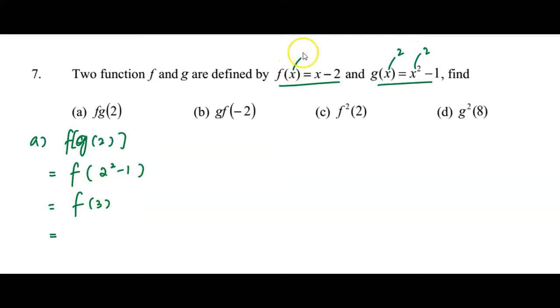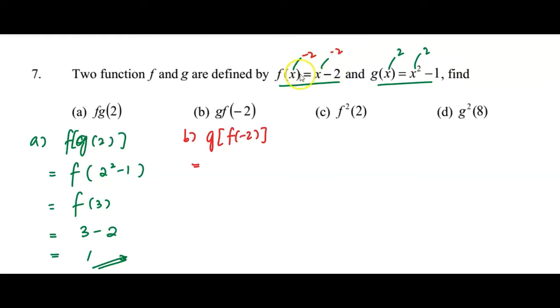f3 means that the x here will be replaced by 3. So you will get 3 minus 2. So finally you get 1. And for question B, I'm going to put the f negative 2 inside this bracket, and need to find the f negative 2 first by putting the negative 2 into the x here.